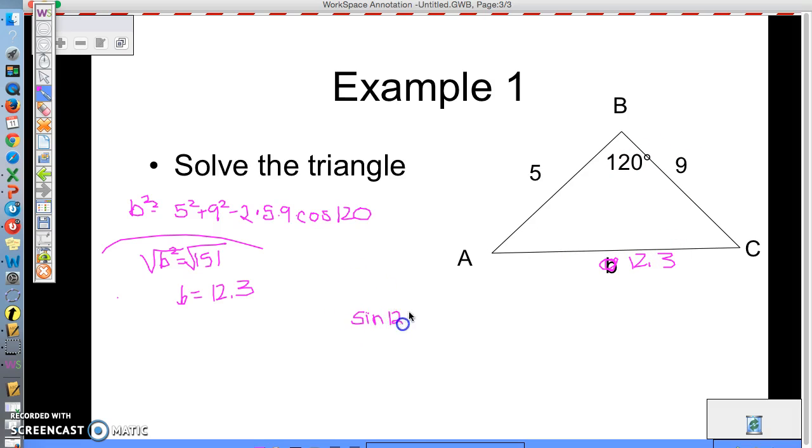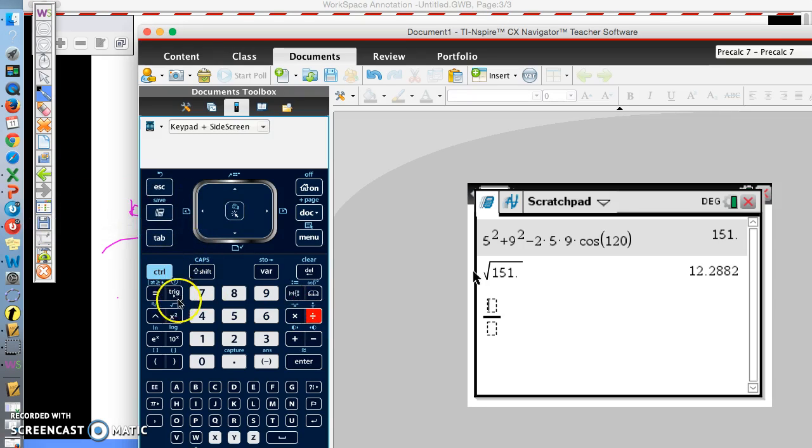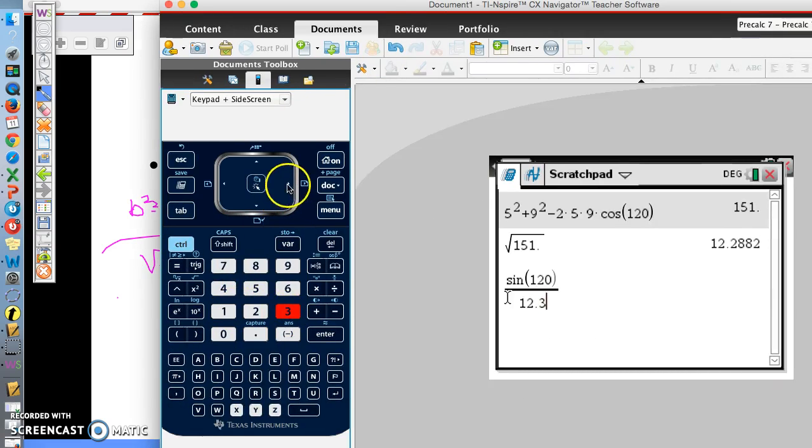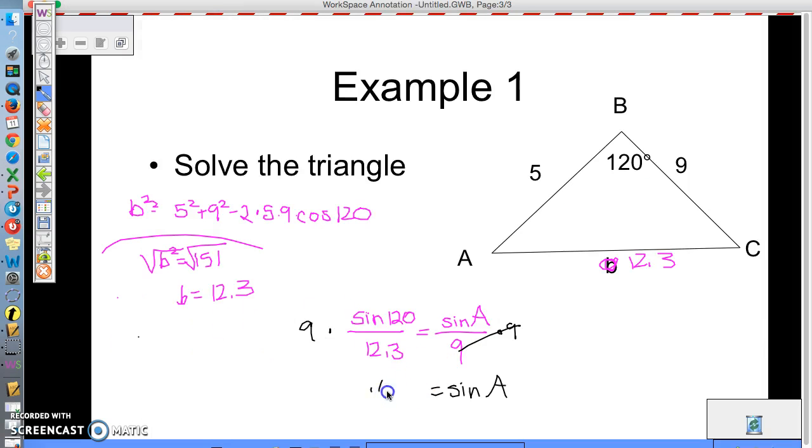So the sine of 120 over 12.3 equals, we could find a, so the sine of a over 9, multiply each side times 9. So we can figure out what the sine of a is. So we have the sine of 120 divided by 12.3 times 9, .634. And then again, to find our angle, we'll do that inverse.